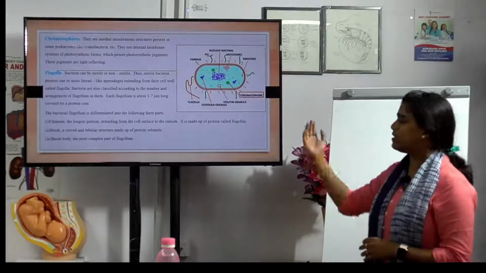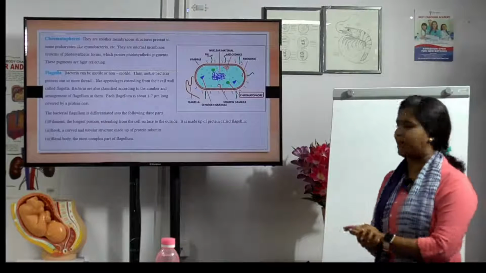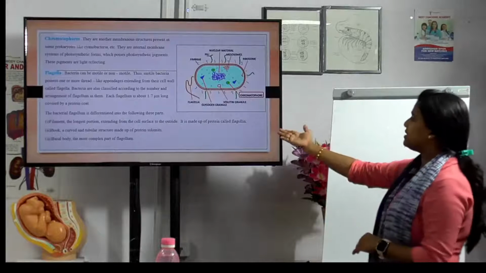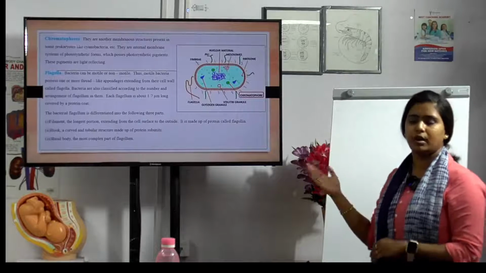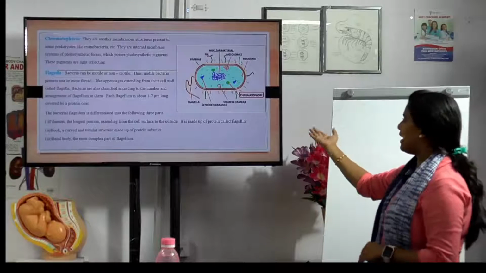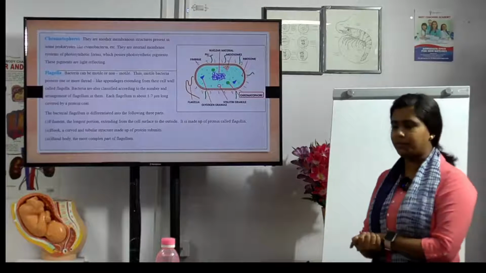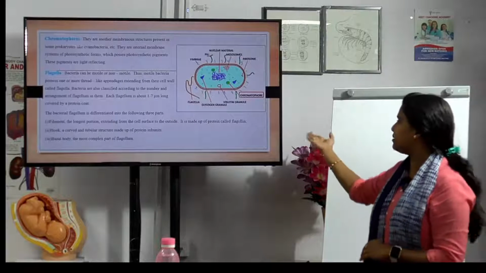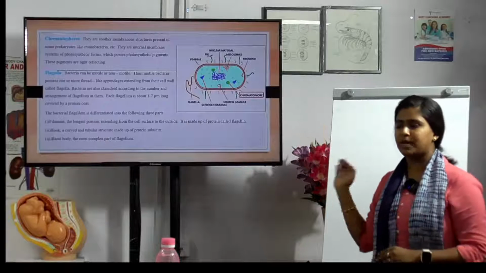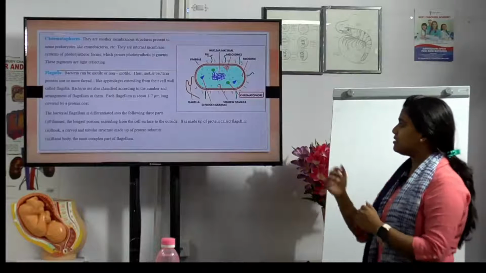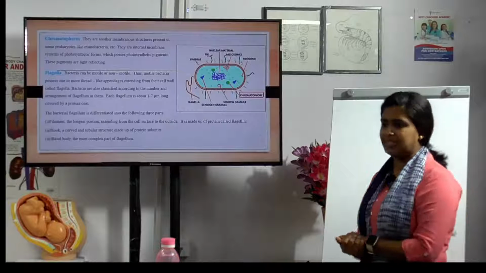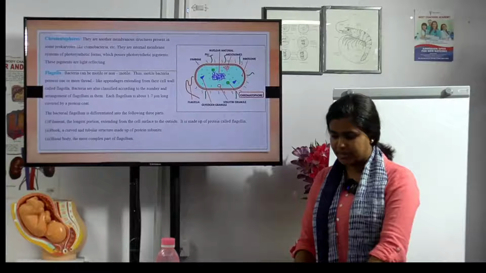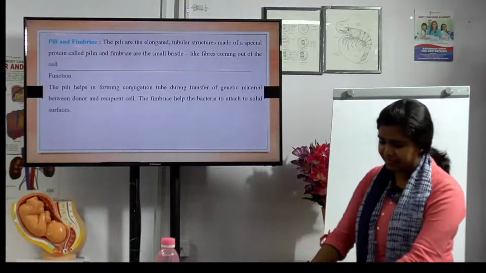Flagellum has 3 parts: the filament, hook and basal body. Filament is the longest portion in the flagellum, which extends to the surface outside of the cell and is made up of protein called flagellin. Hook is made up of protein subunits. And then the basal body is a complex part of the flagellum. Okay, next is pili and fimbriae.